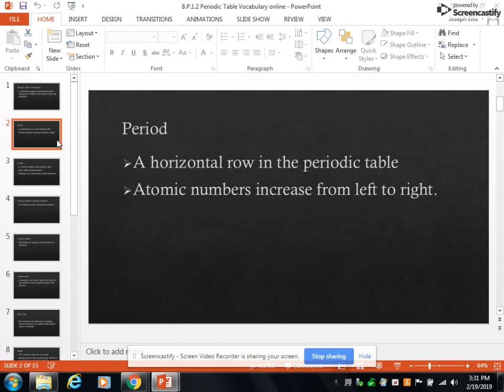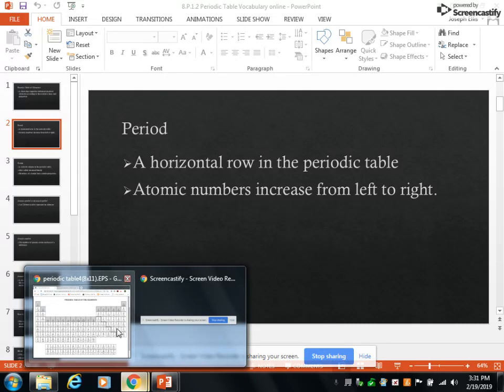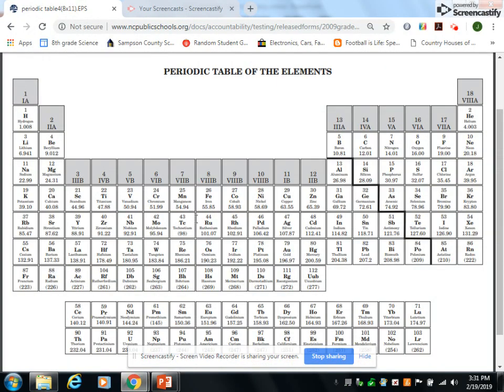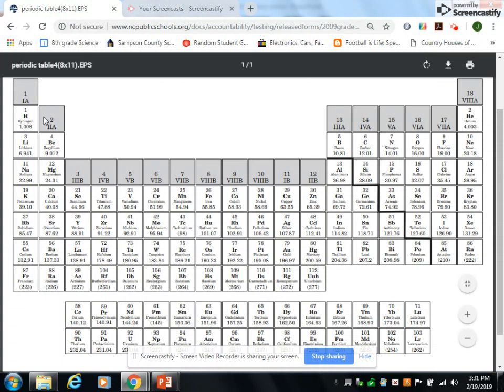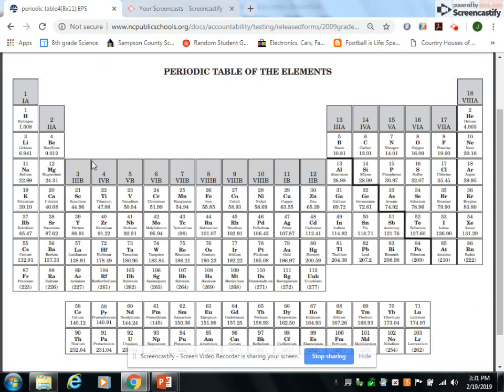Now, a period is actually a horizontal row. So you got a horizontal row right here. The horizontal row, that's a period. You go across. Now, going up and down, that's called a column. The column is called a group or a family. And each one of these has, and you can see the numbers on here, 1, 2, 3, 4. Those are different groups. So if I said, name me an element from group 8, you would go to group 8 and you could name any of these. So iron would be in group 8.